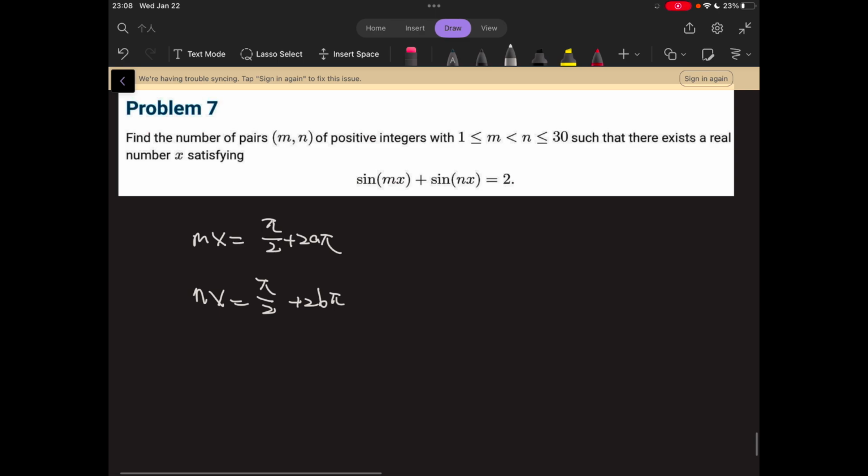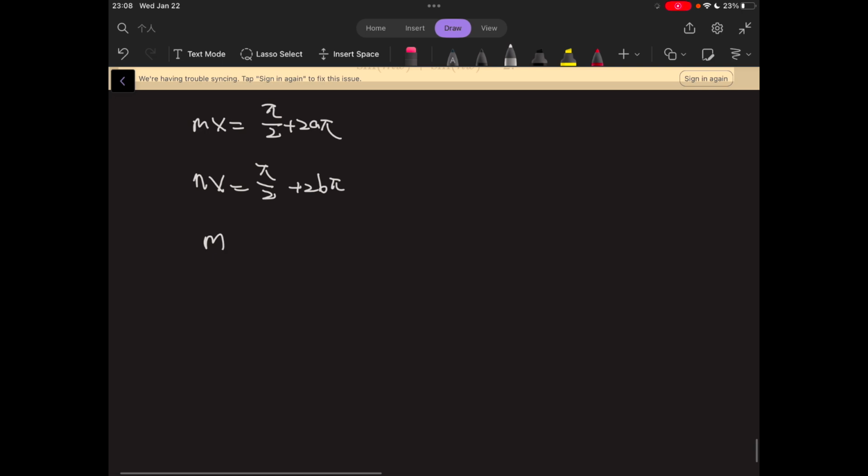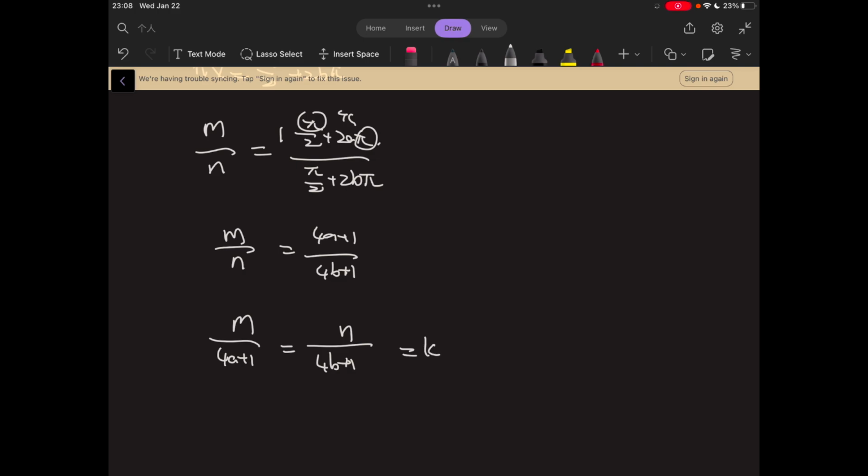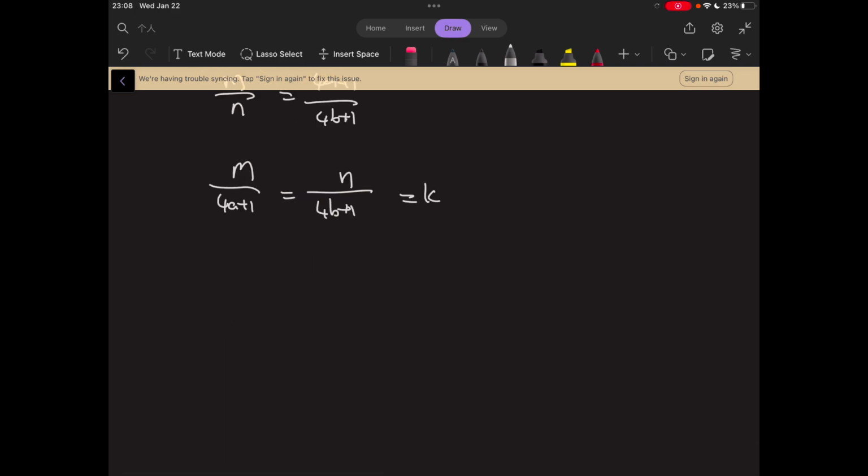Now, we want to find a pair of integers m and n. So we might as well just divide them. We get this. After a little bit of counting, we get this. Because you factor the pi out, multiply by 2, we get 1 here, 4a here. Now, it's better to write it this way. Equals k. We just want to find all m's and n's that satisfy this equation.